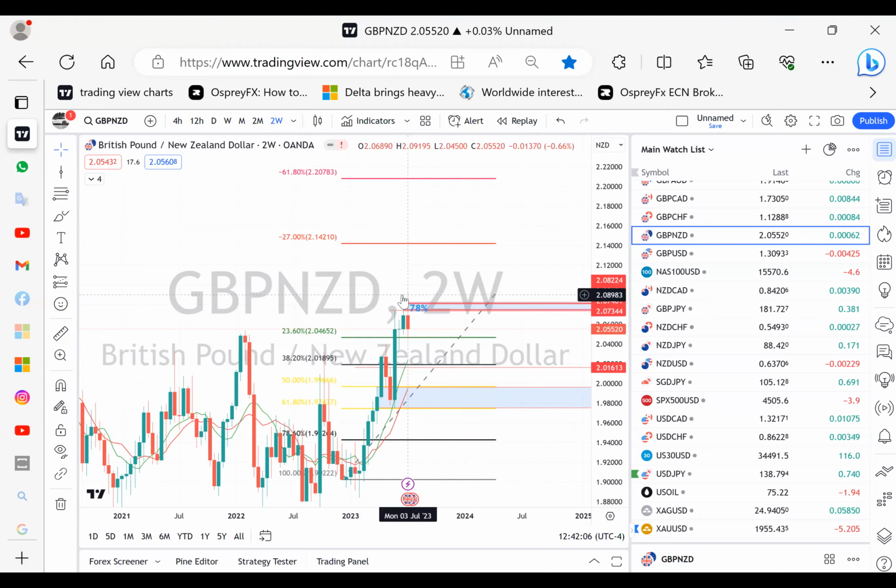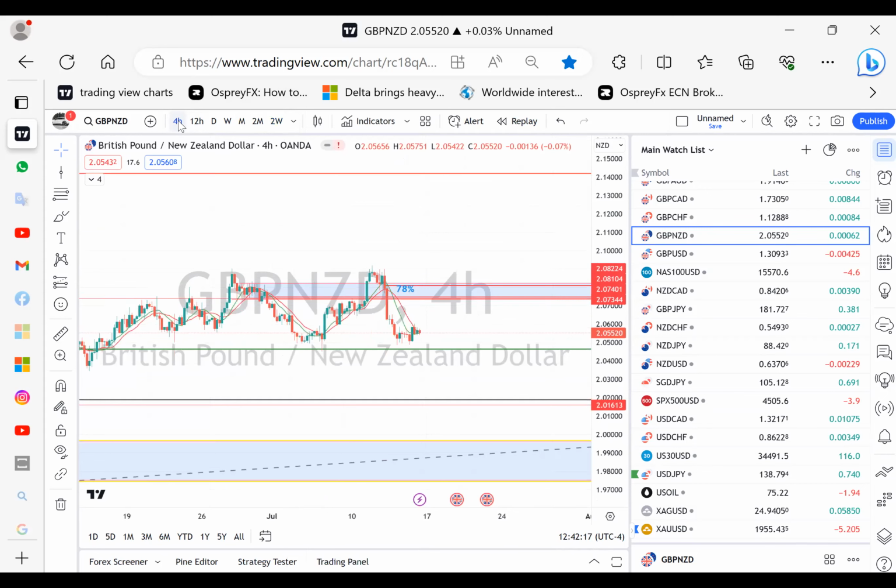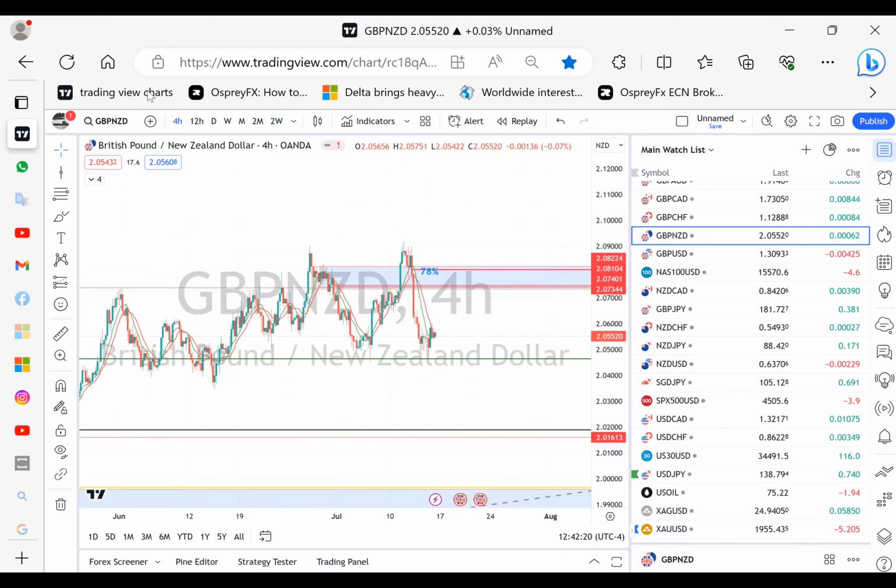Once price pushed up, this was our target, these highs. Once it went past that high, that told you everything that you needed to know, because that's where the liquidity was. And it went past it.